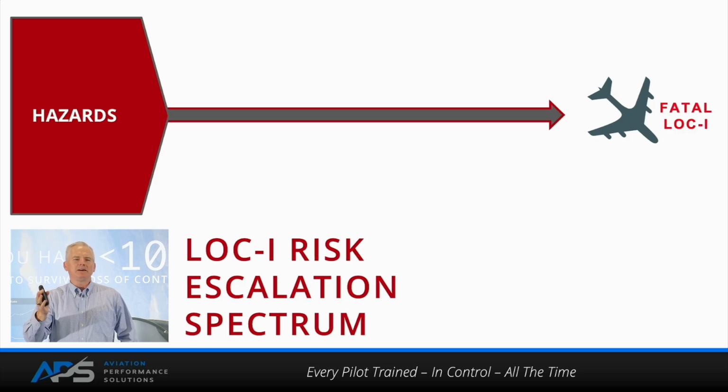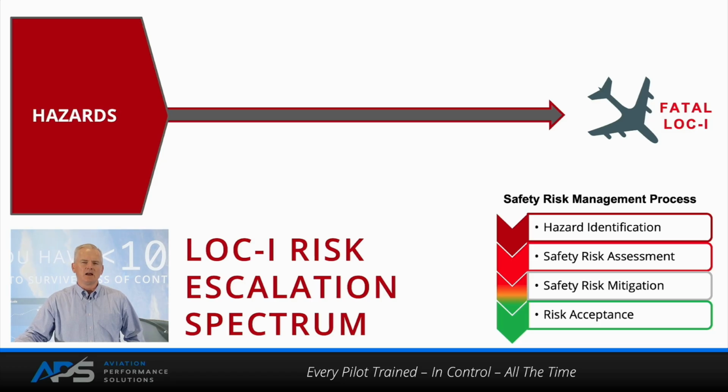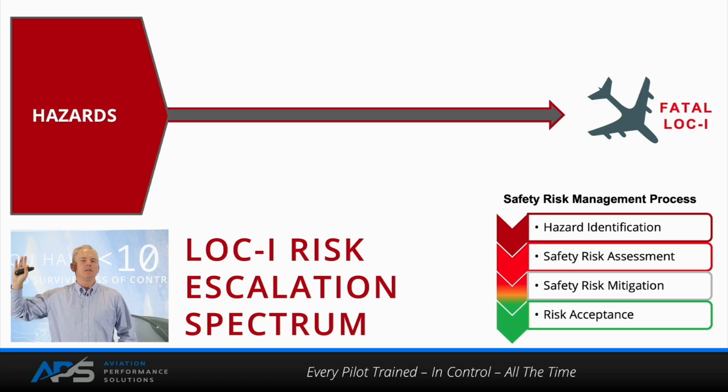So the idea behind this is to understand that this is part of the process called the safety risk management process. And you can see the very first step is hazard identification. Because it's important to remember, if we can identify a hazard that we can eliminate or not expose ourselves to, we eliminate the associated risk and therefore eliminate the outcome of loss of control in flight. And that's where we want to start.